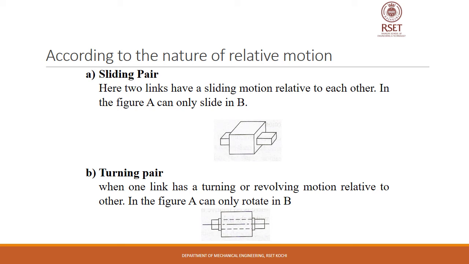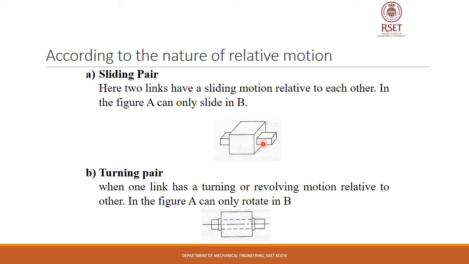Next, according to the nature of relative motion, we can classify kinematic pairs as sliding pair and turning pair. Sliding pair, you can see in the figure itself. This is a kinematic pair in which the inner prism is having a translation motion inside the outer prism. The outer prism is hollow, and through that gap an inner prism is inserted. Both prisms have a relative sliding motion, and so it is called a sliding pair.